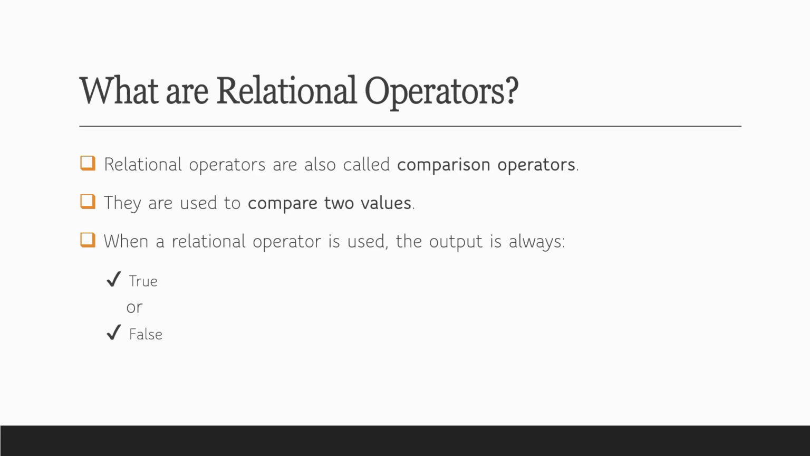After comparing them, it always gives a result in the form of either true or false. This means the output of a relational operator is always a Boolean value. If the given condition is correct, the result will be true. If the condition is not correct, the result will be false. So remember, relational operators help us compare two values, and the result is always either true or false.